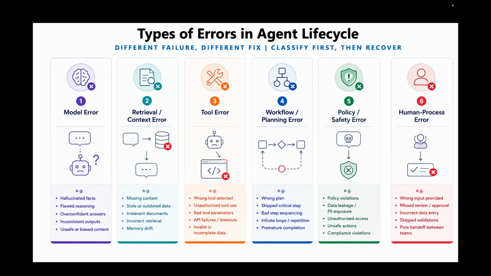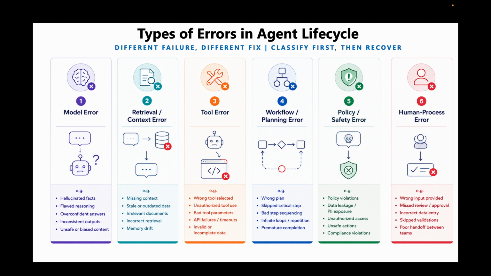The third category of errors is tool errors. The agent may select a wrong tool or make an unauthorized call to a tool. It may pass incorrect parameters, encounter API failures, or receive incomplete data from an external system. The fourth category is workflow or planning errors. The agent may create a wrong plan, skip important steps in the plan, or execute steps in the wrong sequence. It can get stuck in loops or conclude a task before the goal is actually achieved.